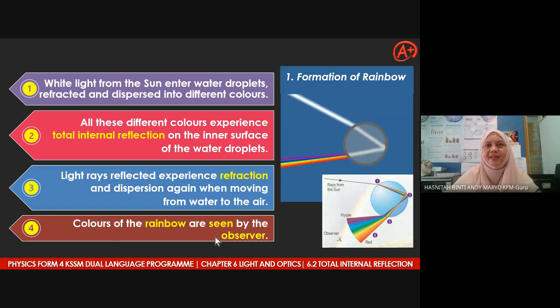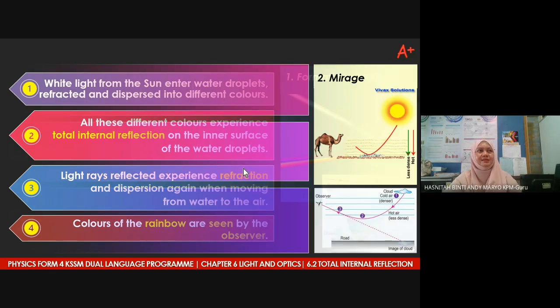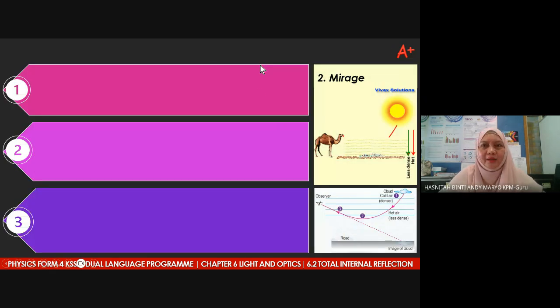Tak pernah keluar lagi SPM. Describe the formation of rainbow. Mirage sudah pernah keluar. But formation of rainbow, I think never come out yet. Right? Okay, then this is the second natural phenomenon, mirage.